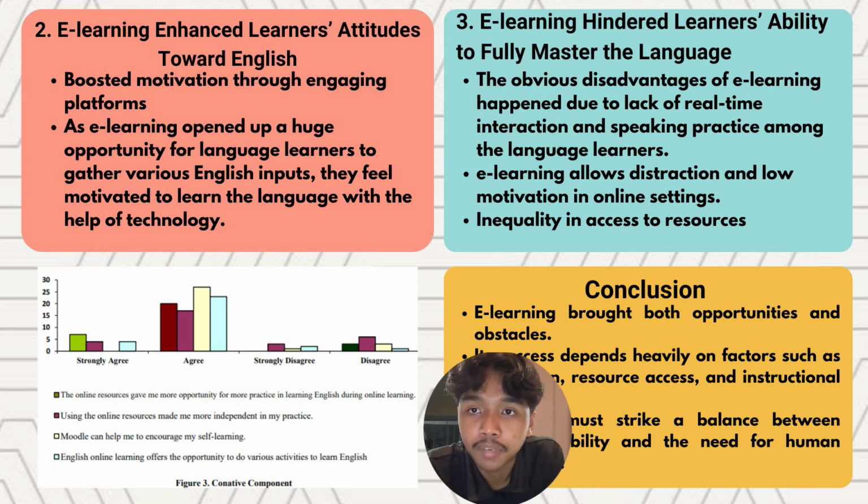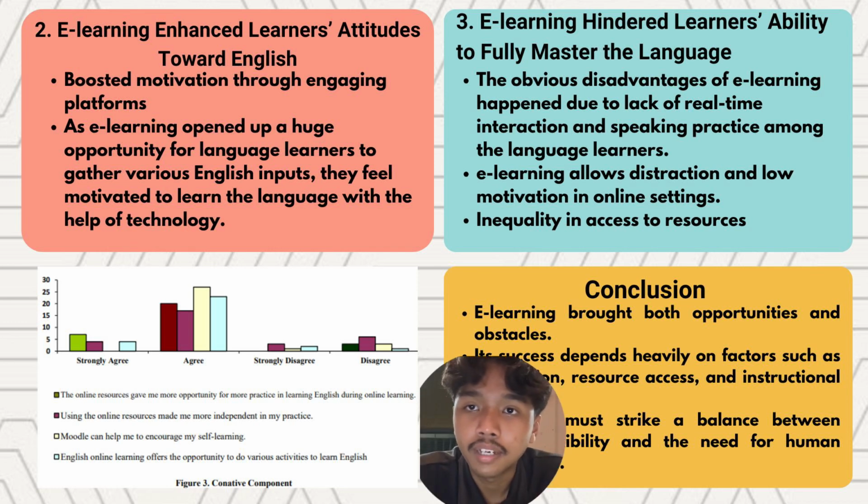As you can see on the second page of the ARP poster, another statistic is given, featured in another article made by Reza and Rebecca. From the statistic, we could see that the taller pillar is the pillar in yellow, which indicates Moodle can help me to encourage my self-learning. Moodle is a website used by English learners in Indonesia. So based on the statistic, we could say that an online platform helps English learners to feel motivated in learning the English language.